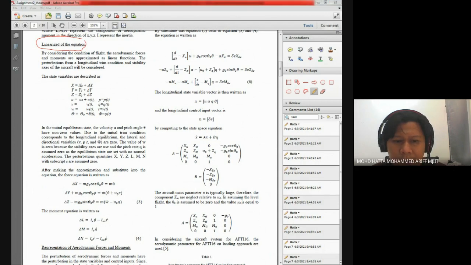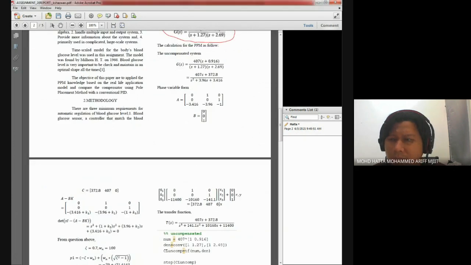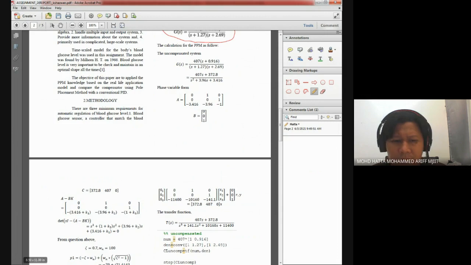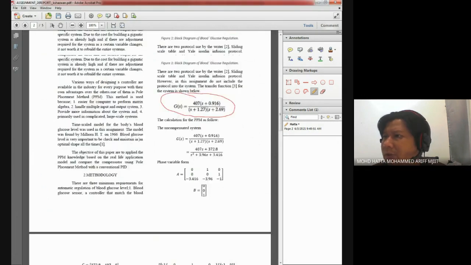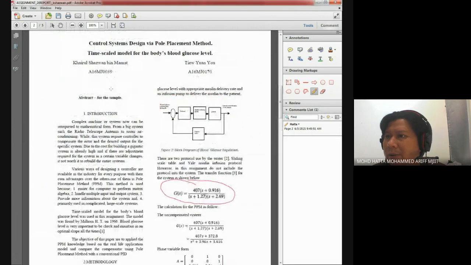You need to linearize the equation, which I believe is very good and excellent work. However, if you have something that looks like this, presented by Khairul Shazwan and Tiwani, it's also acceptable for me.